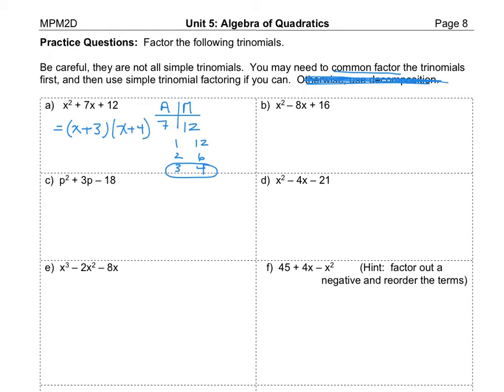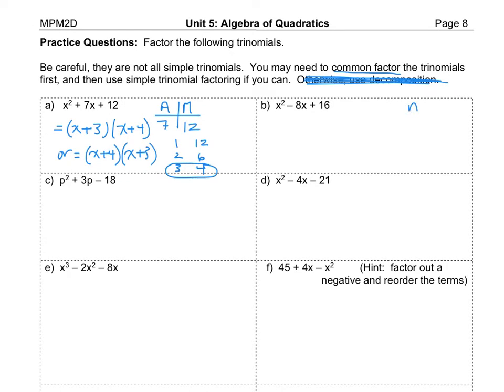And there we are. If I multiply that out, we're going to get an x squared plus 4x plus 3x, which adds to 7x, and a plus 12. Or you could write it as x plus 4 times x plus 3. That's correct as well. All right, moving on to the next one.